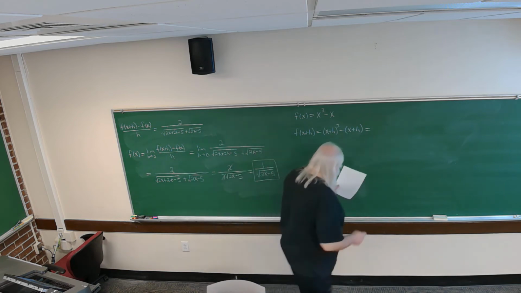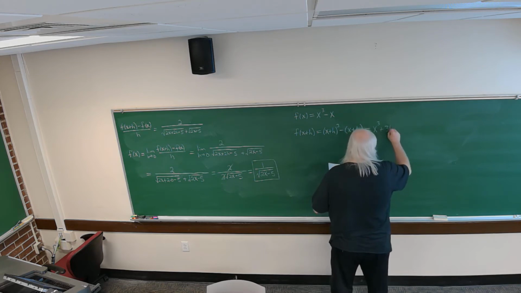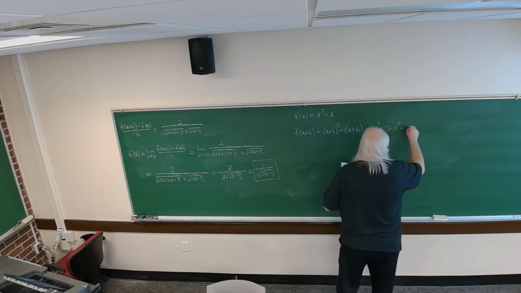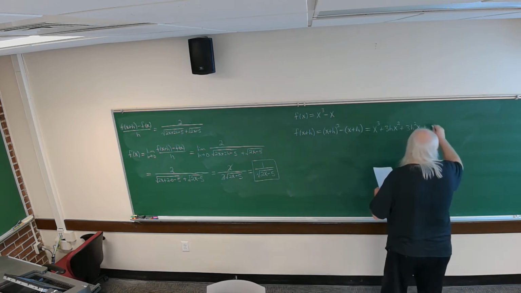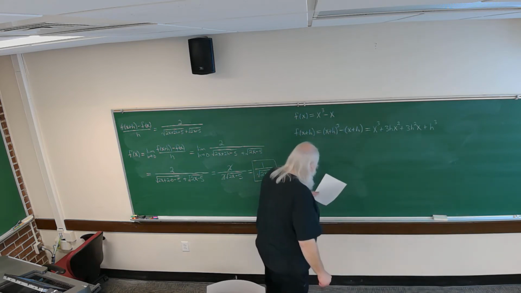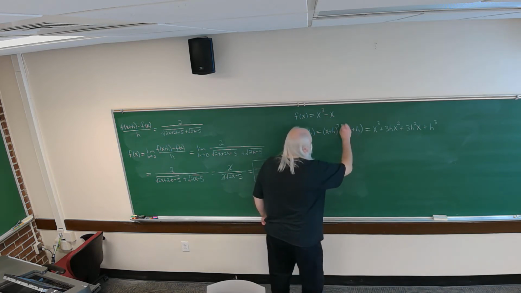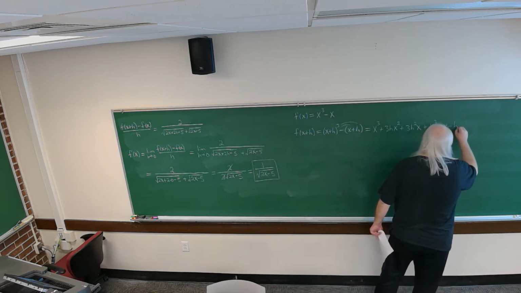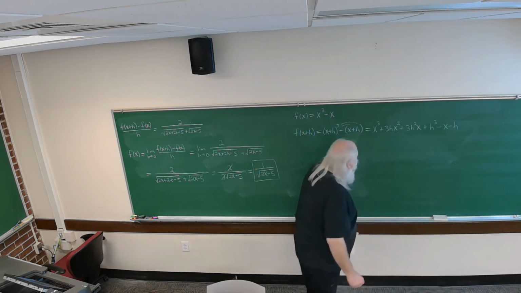X plus h cubed is equal to x cubed plus 3hx squared plus 3h squared x plus h cubed, and then when we distribute the minus sign inside parentheses, we have minus x minus h, okay? And there are no like terms in that, okay?